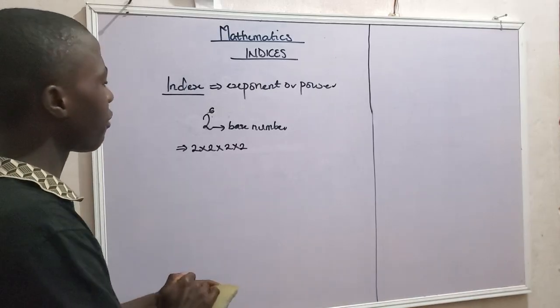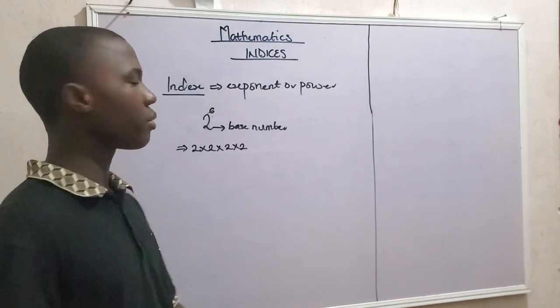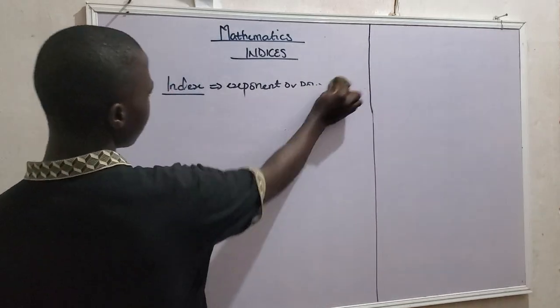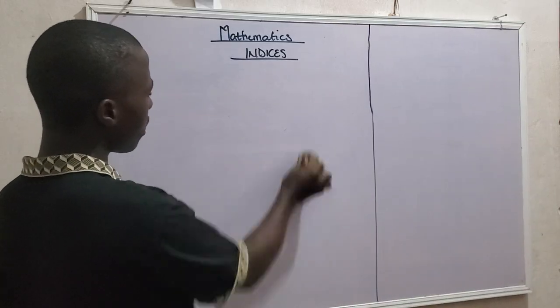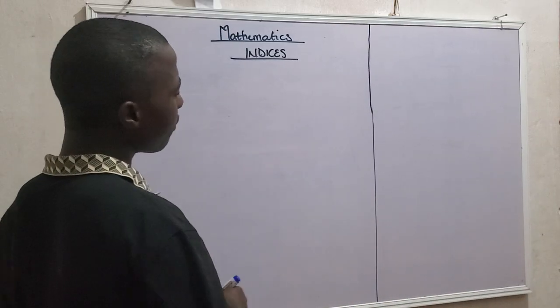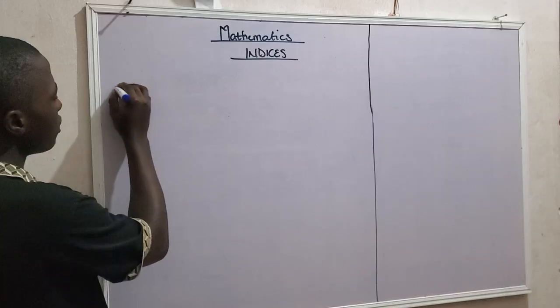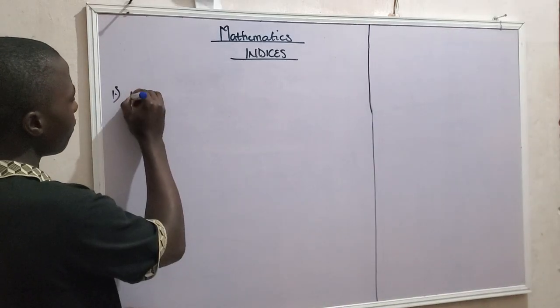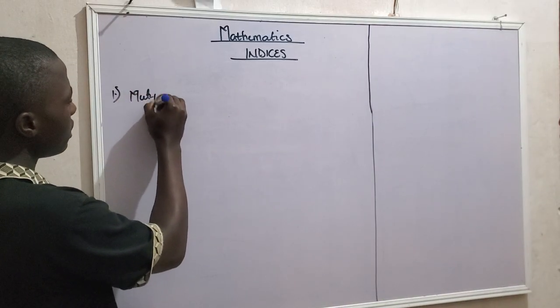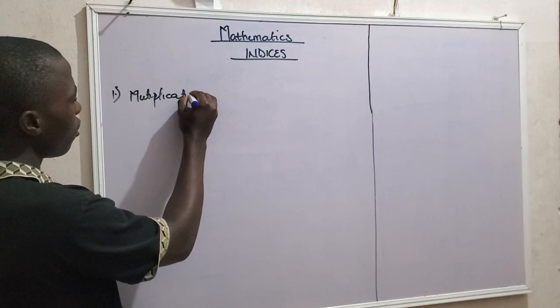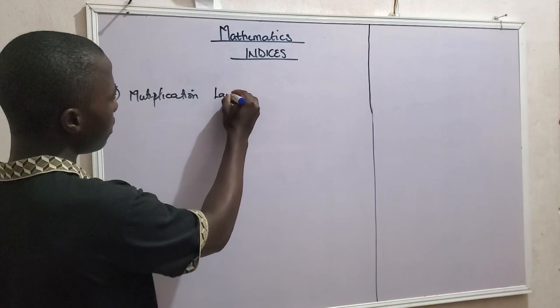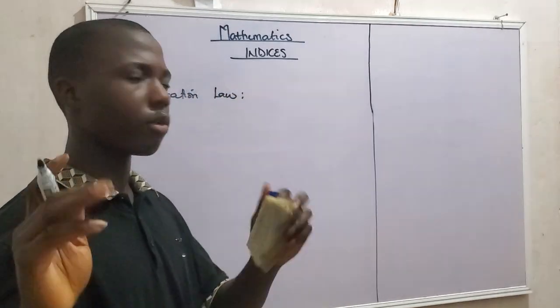Now with this, let's take some few laws of indices and then we'll solve some examples. We have about 5 laws of indices. And the first law is the multiplication law of indices. The first law of indices is known as the multiplication law of indices.